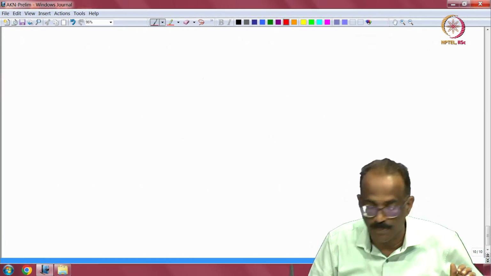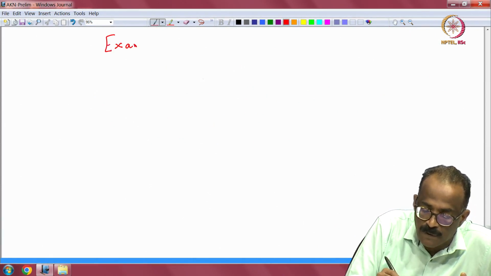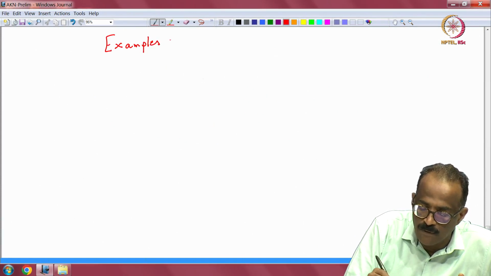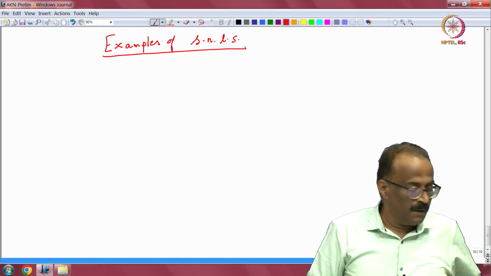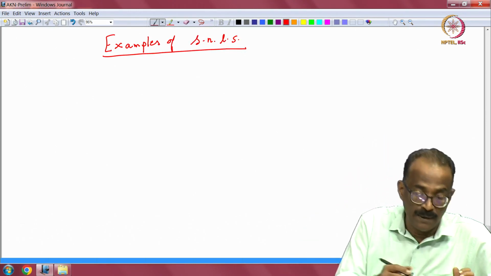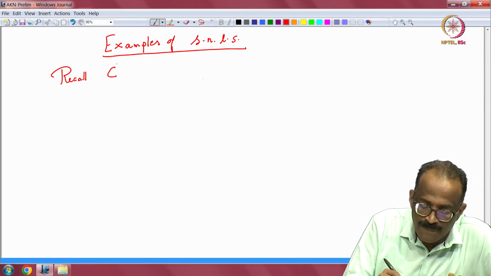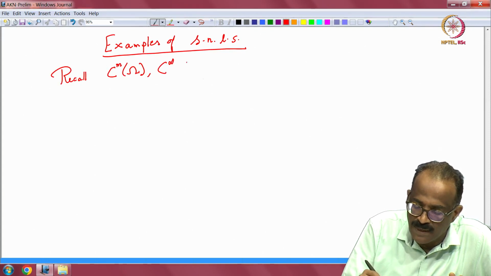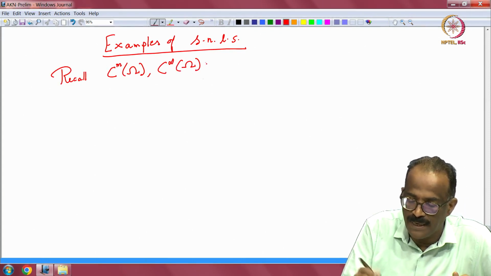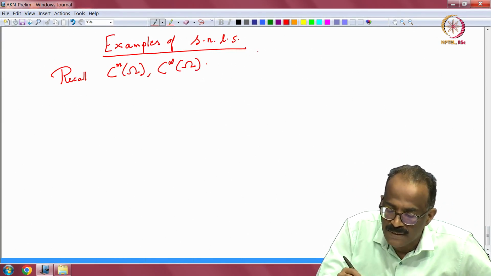So, let me take a new page. Examples of semi-normed linear spaces. These are the main part of our discussion. Okay. So, again let us go back. So, recall, this is what we want to define, right? We want to define topologies on C^m of Omega, C infinity of Omega. C infinity we will come to later. So, we will first make these things. So, you recall first (a, b).